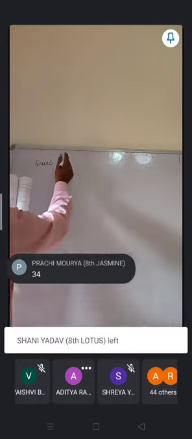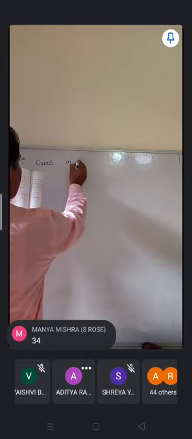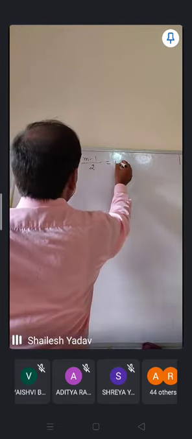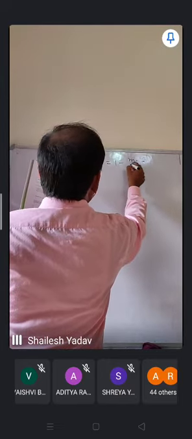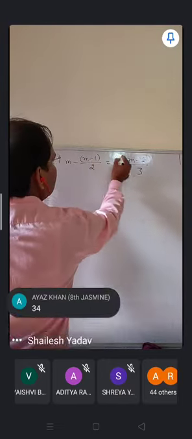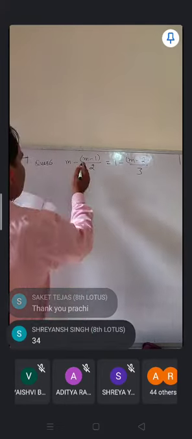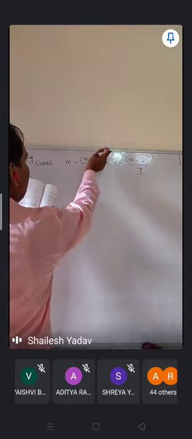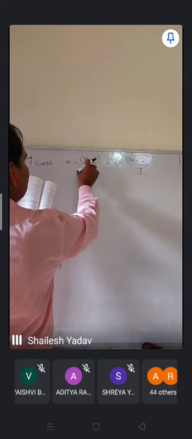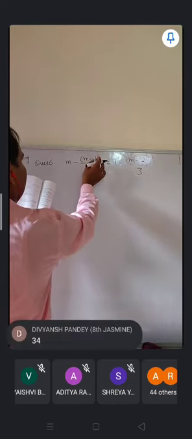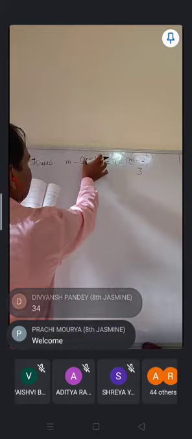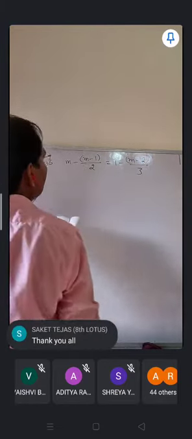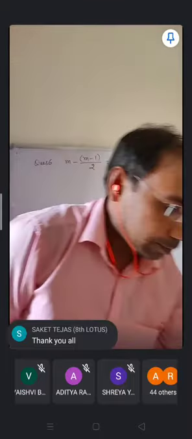Okay, question number 6. It is given (m minus 1) upon 2 equal to 1 minus (m minus 2) upon 3. So it is like this. Why did I write the bracket? The reason is that 2 is the denominator of m minus 1. In the same way here, 3 is the denominator of m minus 2. So you need to find that.